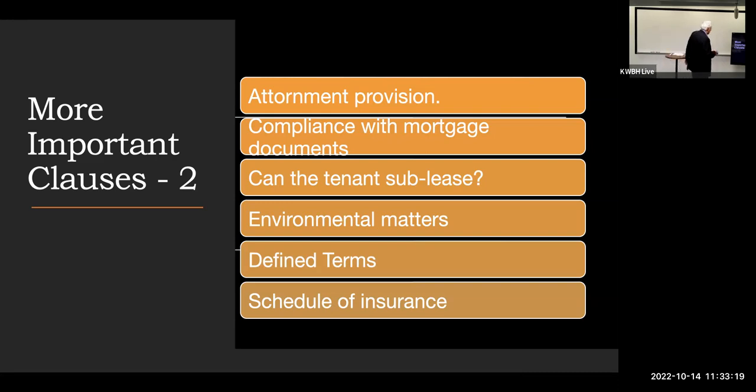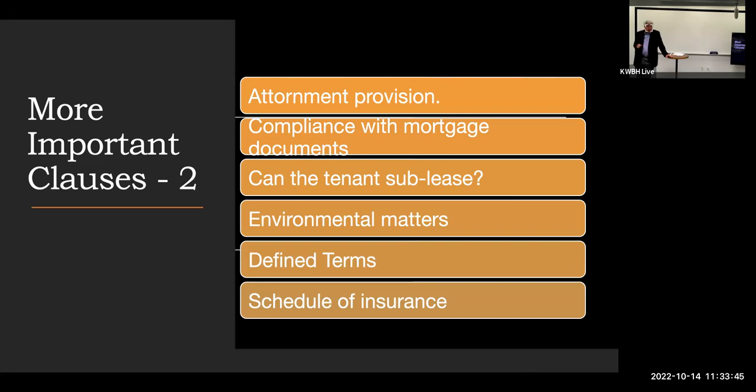Can the tenant sublease? Does he have the right to sublease, if he wants to leave? And if he subleases and the rent is higher than he's paying, who gets the difference? That needs to be spelled out in the lease. Can't be a vague item.